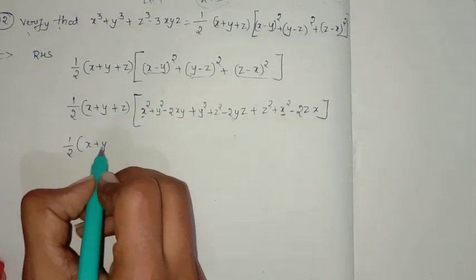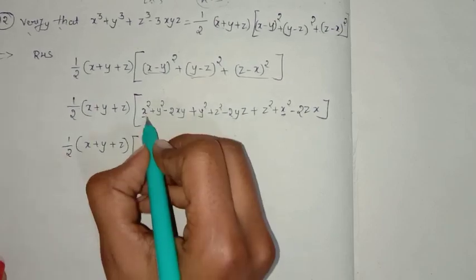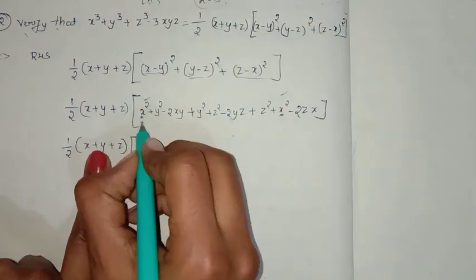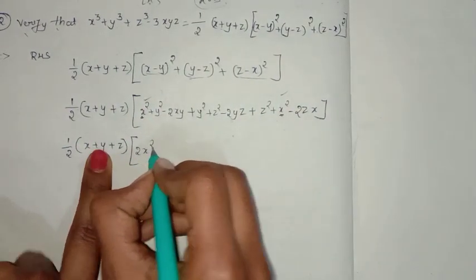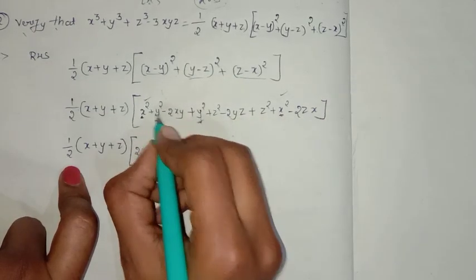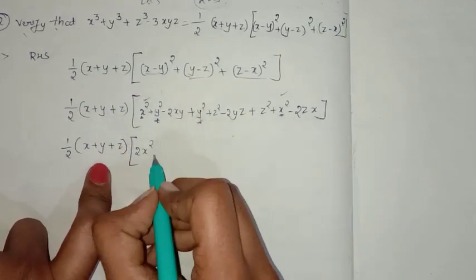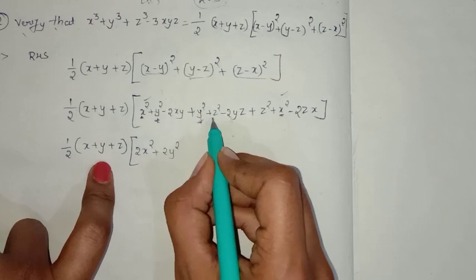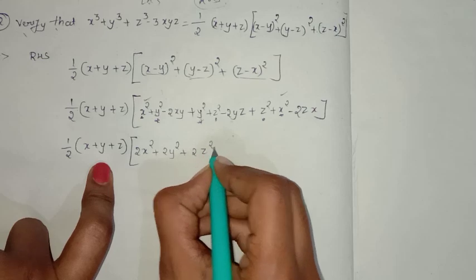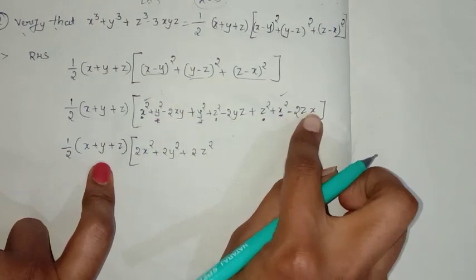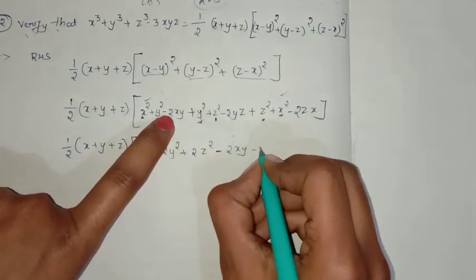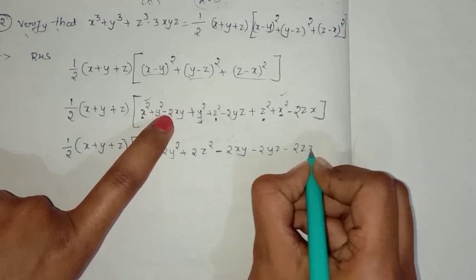So here x square and another x square, that means 1 plus 1, that is 2x square. Here y square, one term is there, and is there any other term? Here it is there. So 1 y square plus 1 y square, that means 2y square. Then what about z square? Here it is there, and here it is there. So 2z square. Now observe the xy, yz and zx terms. So I will write all those: minus 2xy, minus 2yz, minus 2zx.